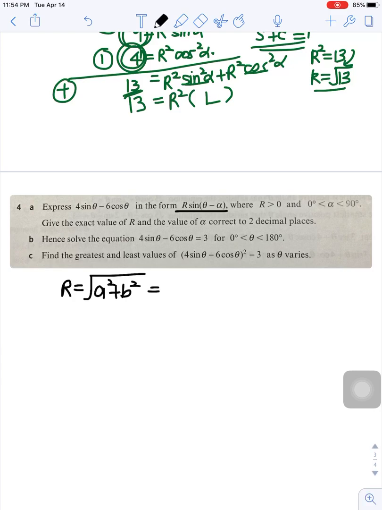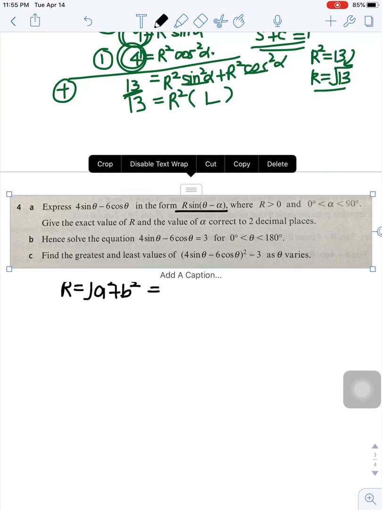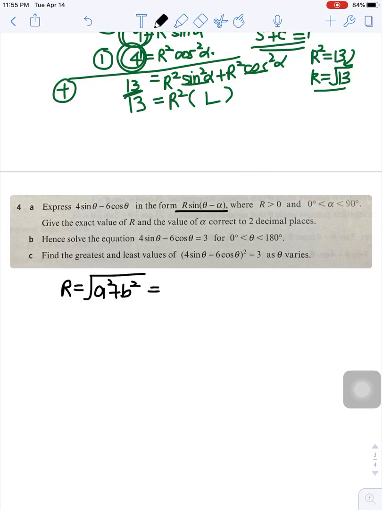Now at this point you might be asking, Miss, which one is the a, which one is the b? I don't want to memorize any rule. So the tip is this: just take the coefficient in front of the sine and the cos and literally square them. Don't care which is your a, which is your b. Take this and square, take this and square. Whatever you get, you write first and always leave it in the surd format.